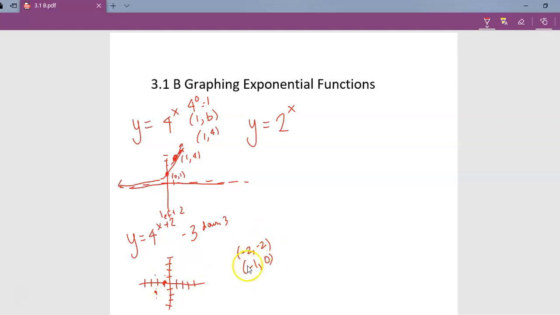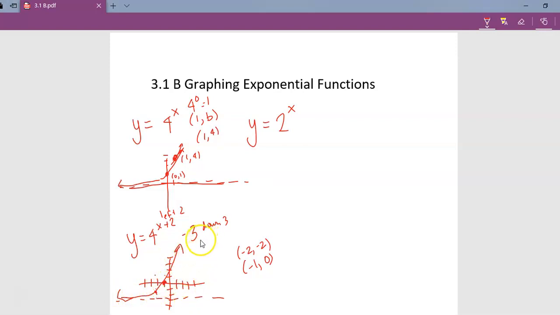So those are my 2 coordinates. My horizontal asymptote that was at 0 is also going to go down 3. So now it's down here at -3. And so my function's going to hug that, and then it's going to go up like that.